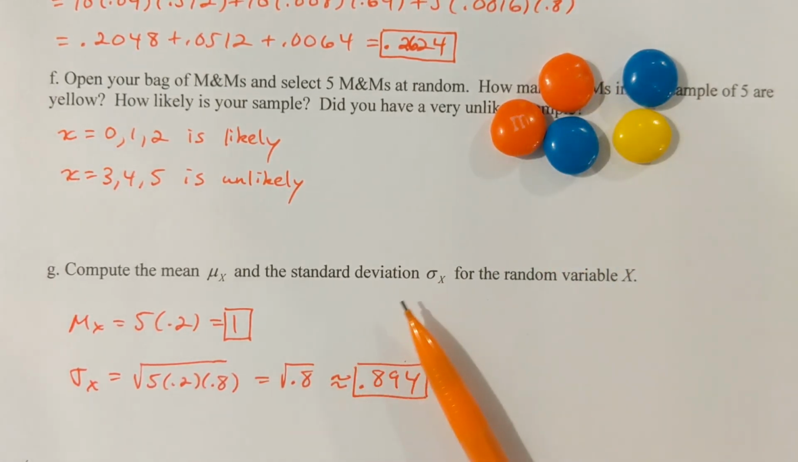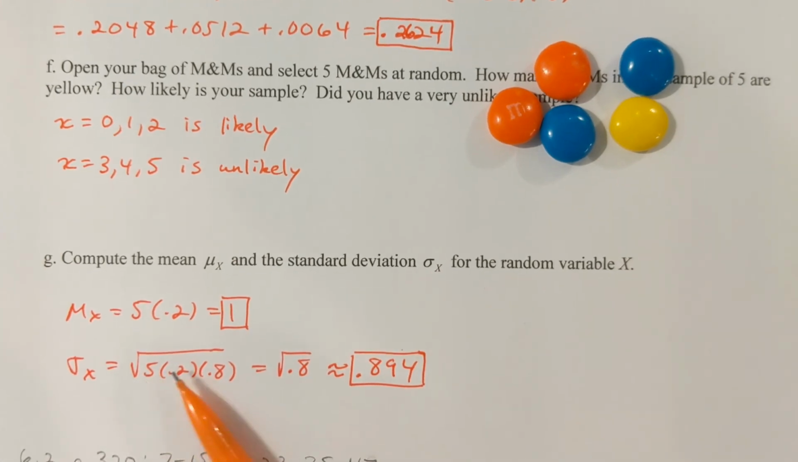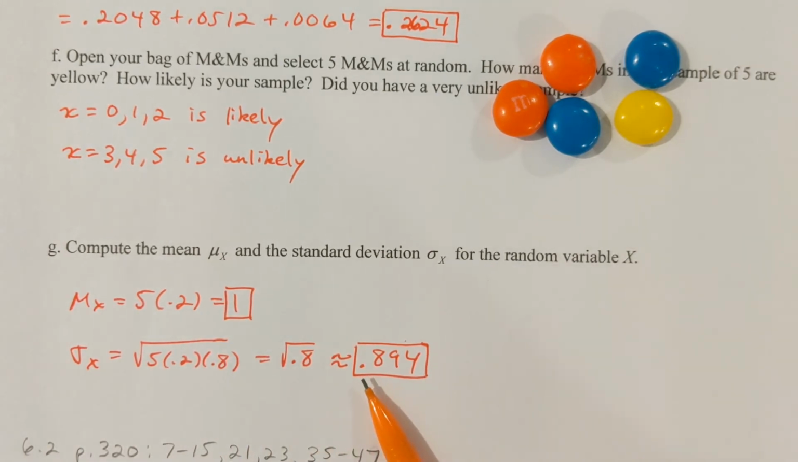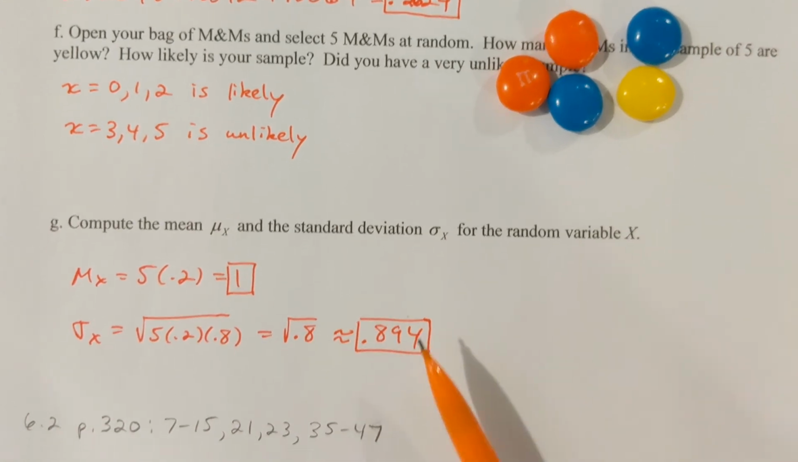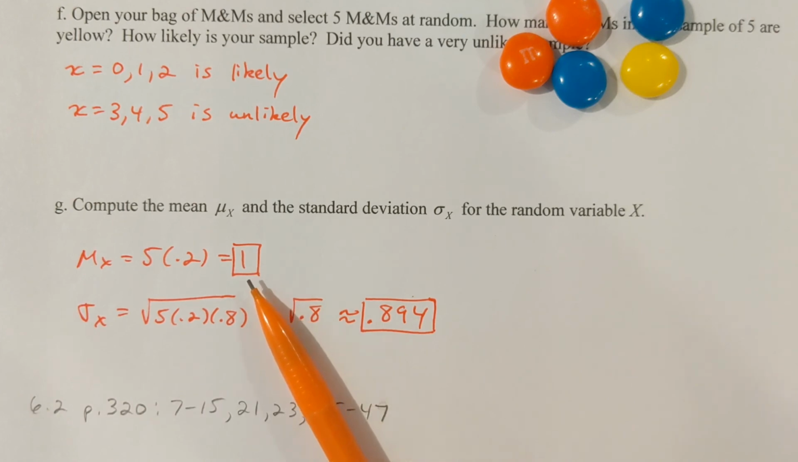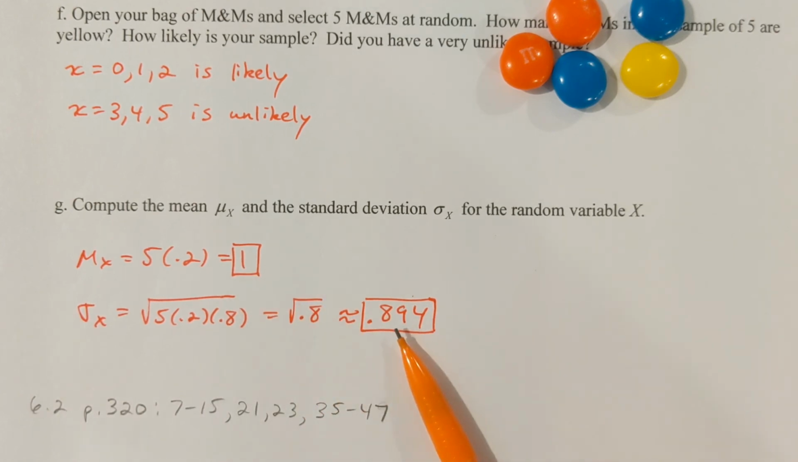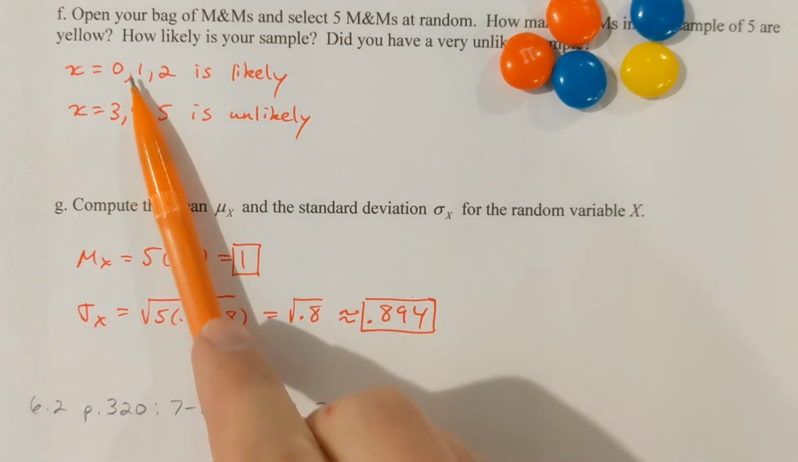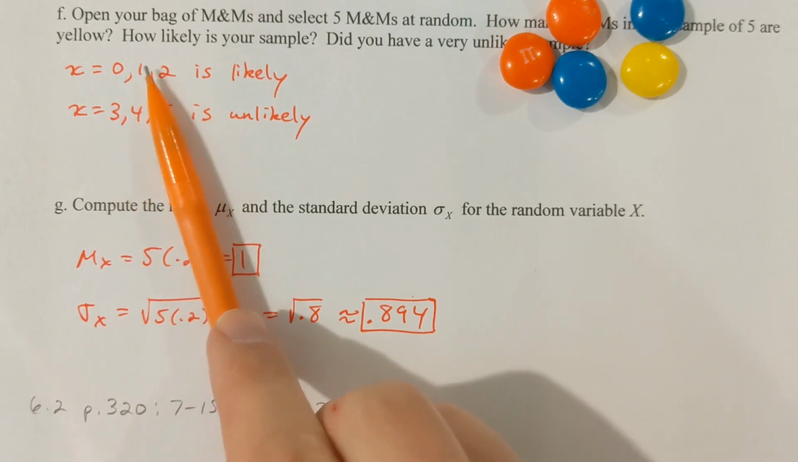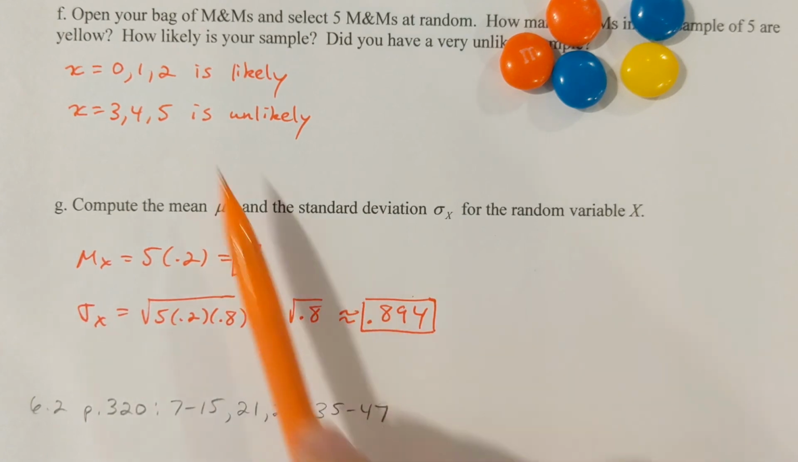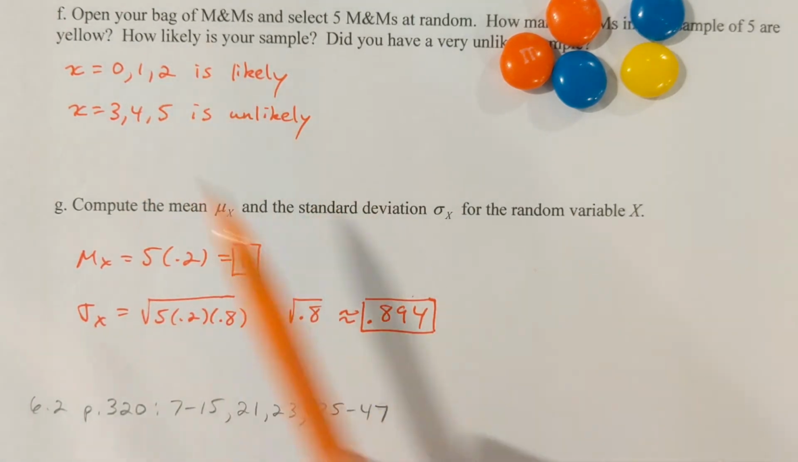And the standard deviation is the square root of n times p times q. 5 times 0.2 is 1, times 0.8 is 0.8. The square root of 0.8 is 0.894. That's not a huge spread in the values. So while the average is one yellow M&M, it wouldn't be unusual for us to stray about 0.894 units away from that number. It wouldn't be unusual for x to be 0 or 2, since 0 and 2 are roughly 0.894 units away from 1. And that would be very likely to occur, as we mentioned earlier.